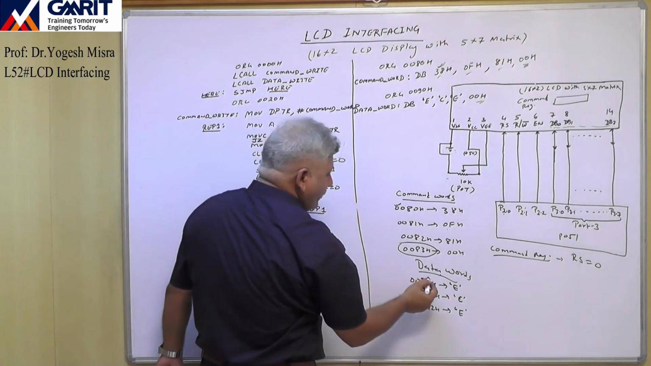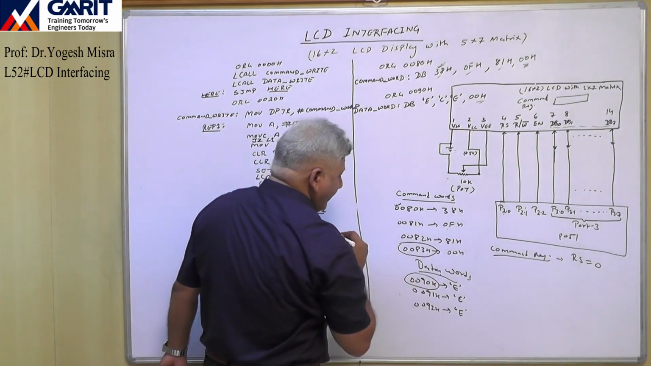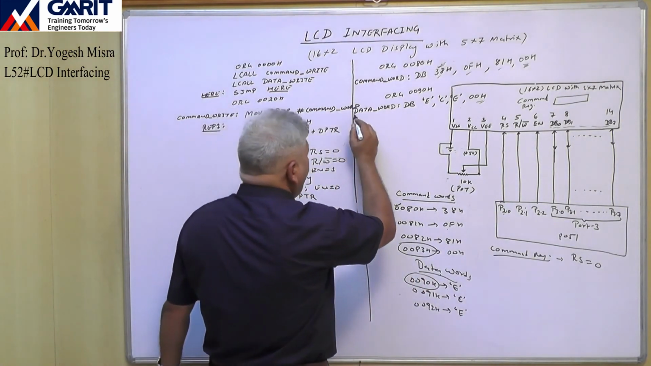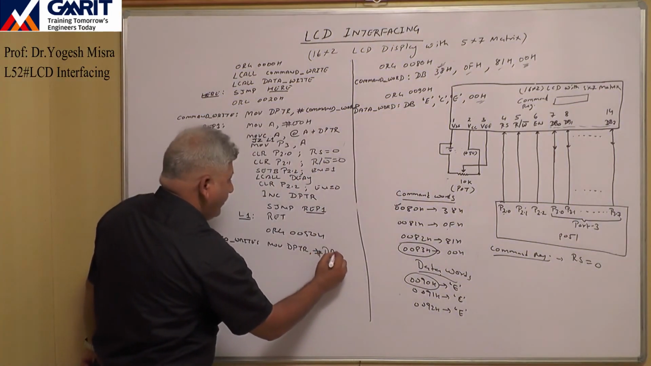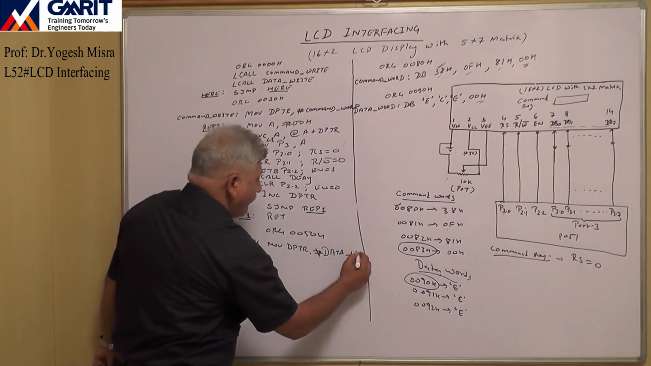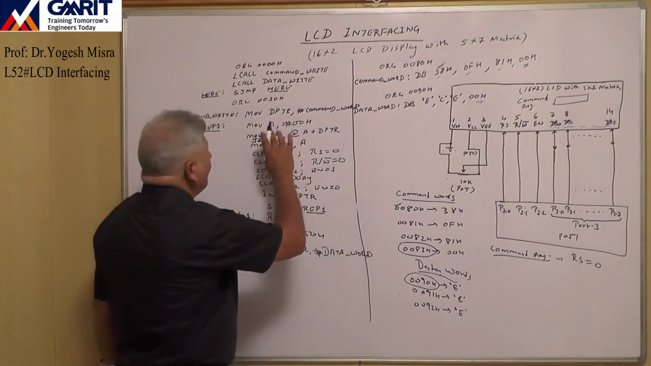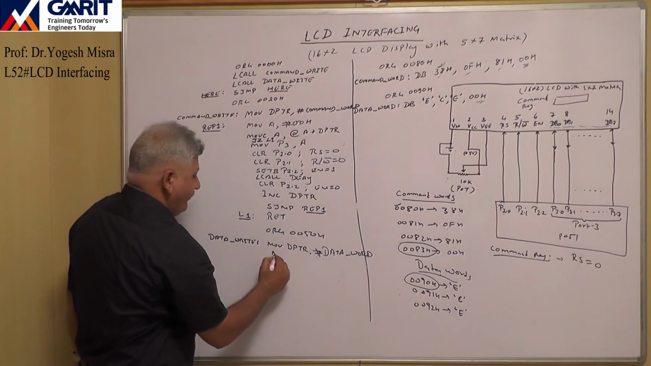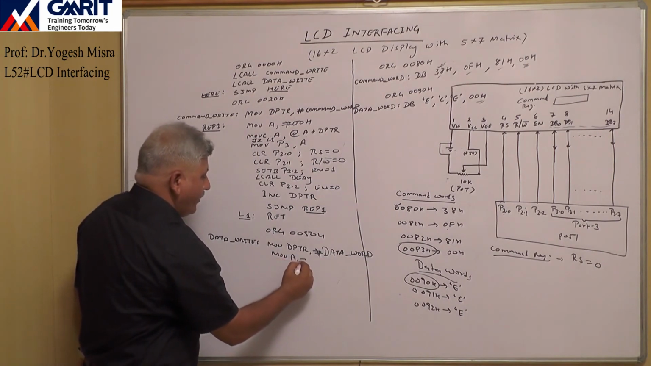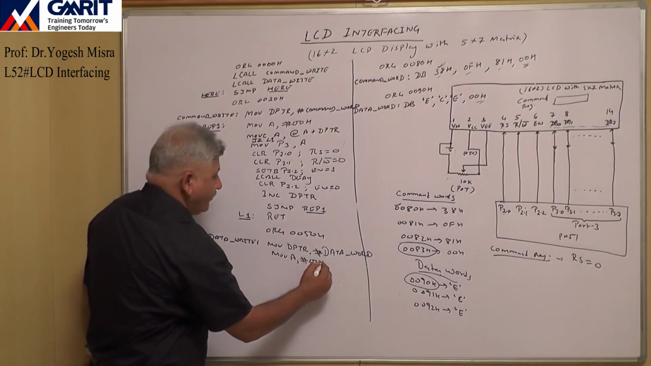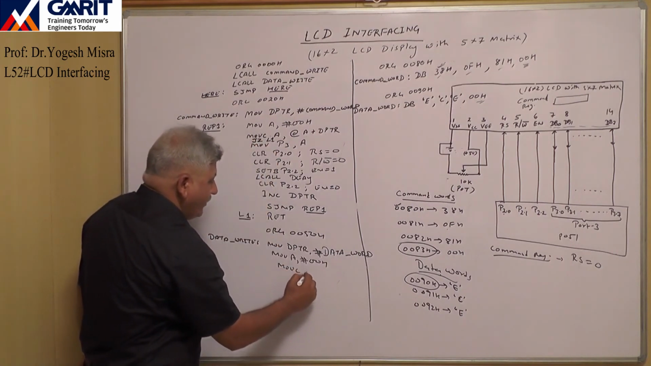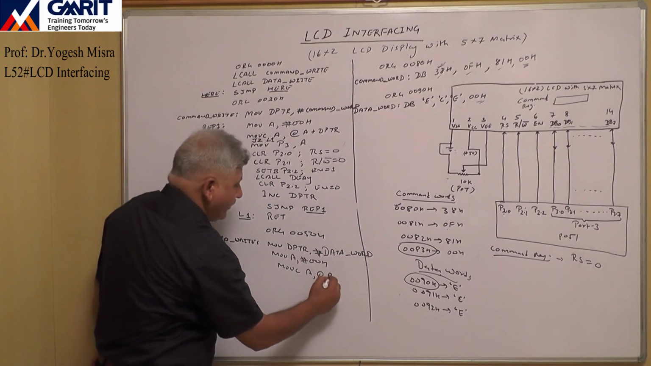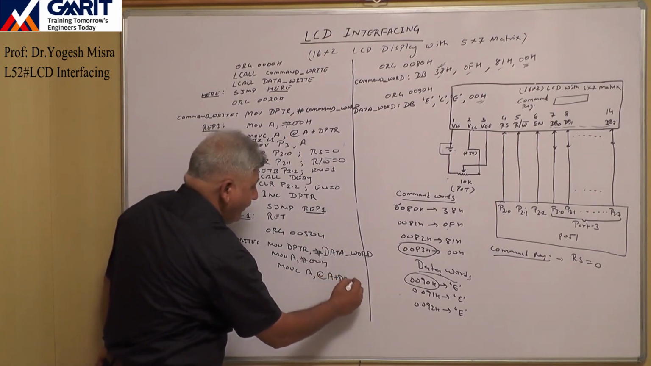But now we have to load the address of our first data word in DPTR. So for that you have to write data_word. After this, the next instruction is the same: MOV A, #00H. After this, the next instruction is the same: MOVC A, @A+DPTR.